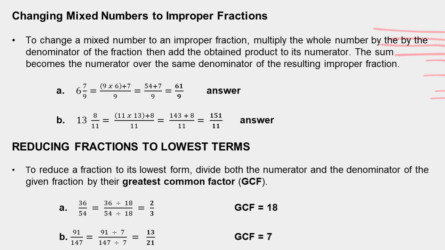To reduce a fraction to its lowest form, divide both the numerator and the denominator of the given fraction by their greatest common factor or tinatawag nating GCF. So, familiar po kayo sa GCF. Upang mabawasan ang isang fraction sa pinakamababang anyo nito, hatiin natin pareho ang numerator and denominator para makuha natin ang GCF or greatest common factor.